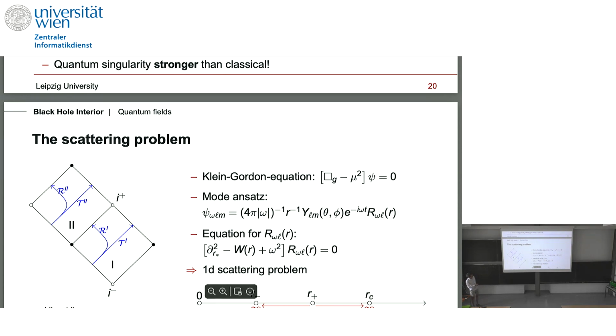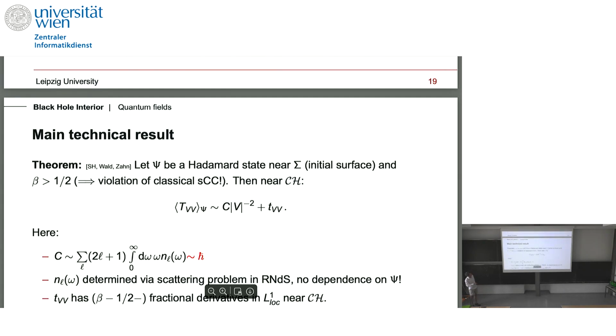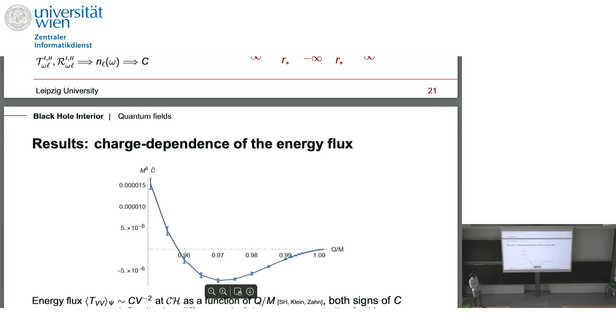And this is, in fact, the case. You solve them by solving a scattering problem for a 1D Schrödinger equation like this, which is well known to anybody who's into black hole perturbation theory. Okay, so here are some results on this constant C. The constant C is what sets the scale for this divergence.